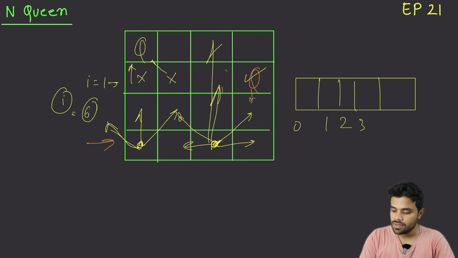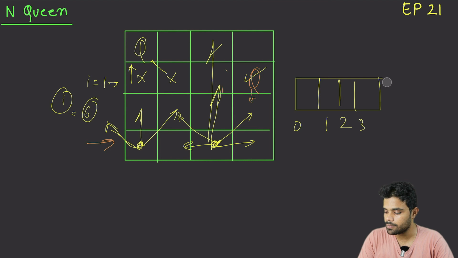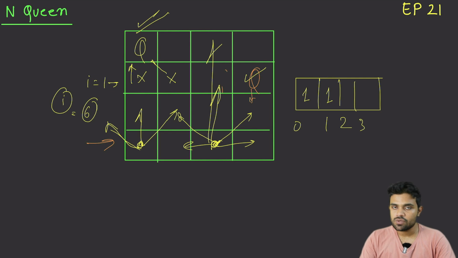Each particular cell of this array is going to denote one particular column. So if column number 0 is already occupied, I will mark it as 1. If column number 1 is occupied, I will mark that as 1. Whatever columns are already occupied in the board filled so far, I will keep marking them as 1, so that instead of running a for loop in the upward direction, I will be simply able to check.